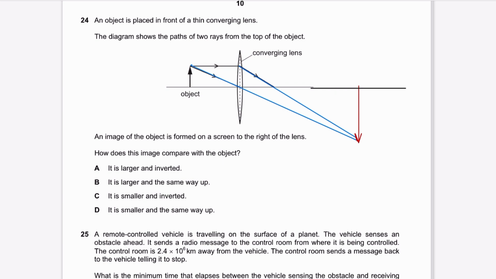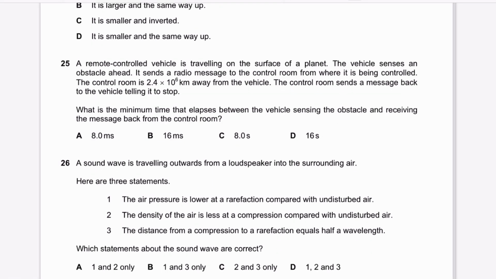तो image आपको नज़र आ रहा है कि obviously ये arrow it's larger. This arrow is larger than the object. So the image will be larger. And it's not the same way up. It is inverted. So it is larger and it is inverted. So the answer for 24 will be A.